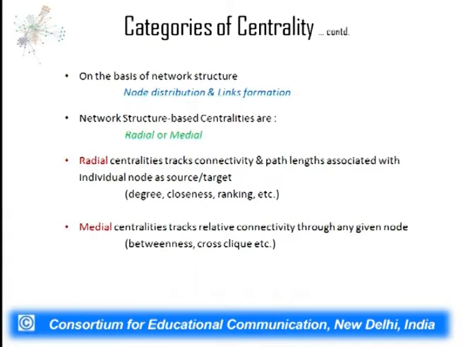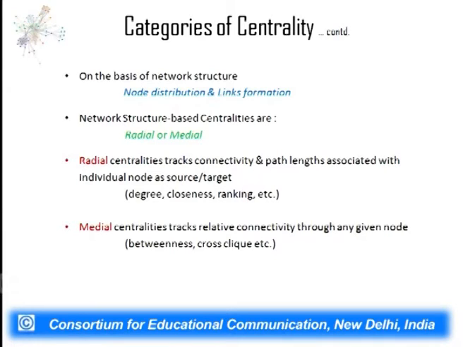Then, on the basis of network structure. Network structure is very important and it can be described in terms of the node distribution, how many nodes there are, and in what way these nodes are localized. And then of course link formation is important, whether the links are dense, whether all the nodes are fully connected, almost connected, or sparsely connected, etc. So the node distribution and link formation are going to define the network structure. So we can have a dynamic network structure.